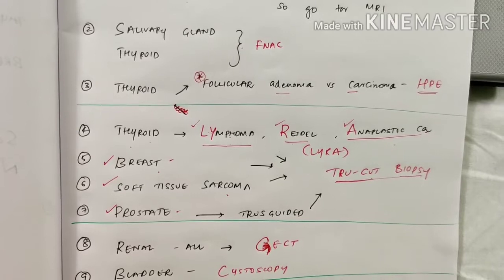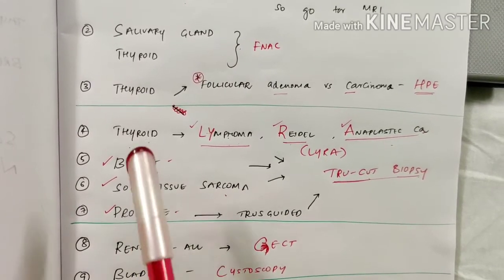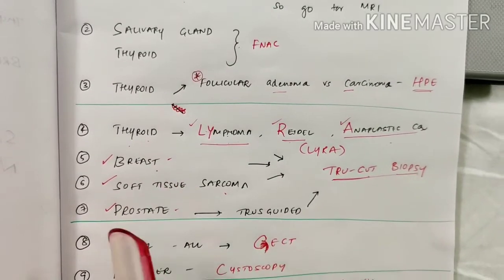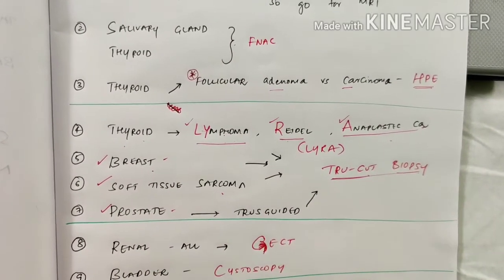So here to summarize: thyroid three diseases, breast, prostate, soft tissue sarcoma, true cut.